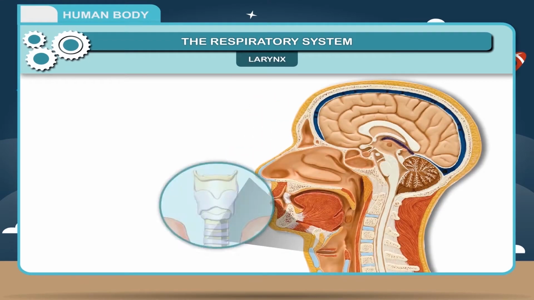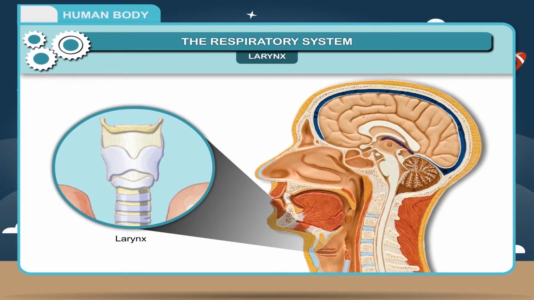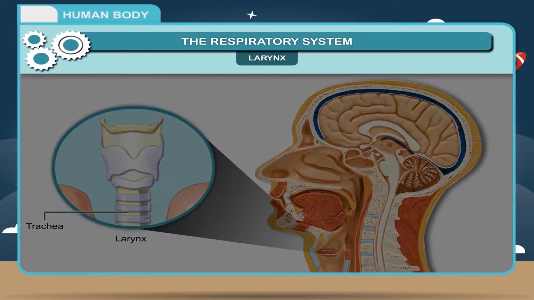Larynx. It is a rectangular box-like structure, also called the voice box. It plays a role in producing sound. It also prevents food and fluid from entering the air passage. It leads into a tube called the trachea.